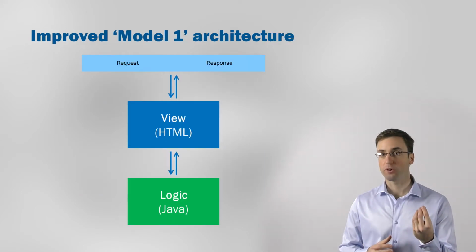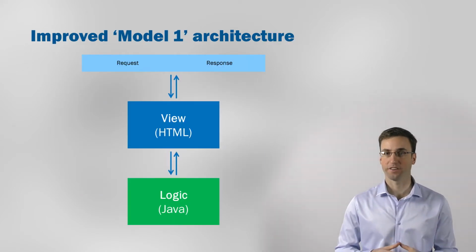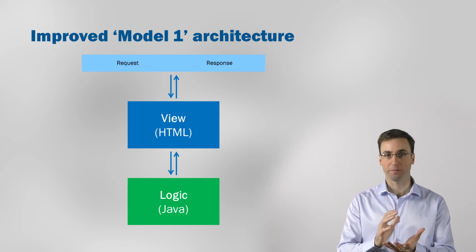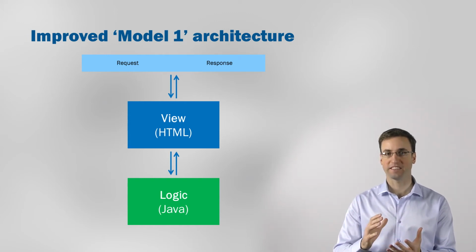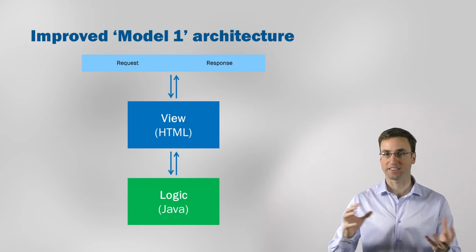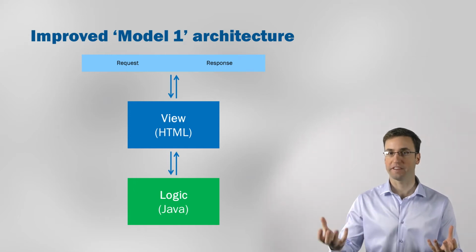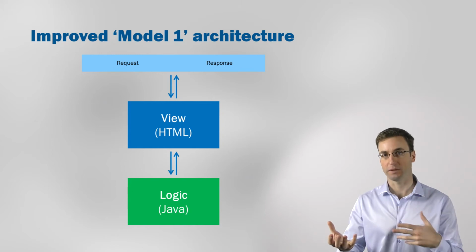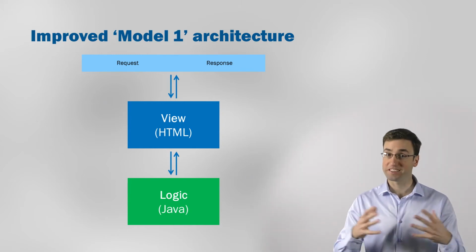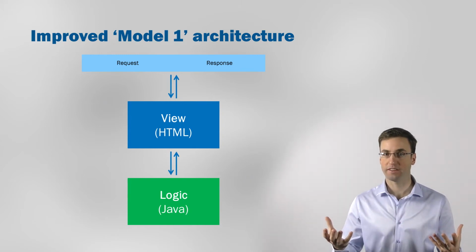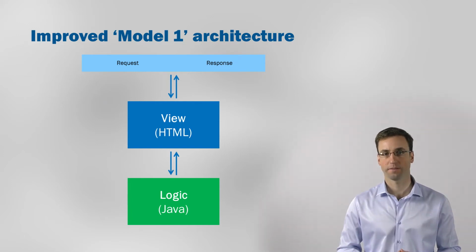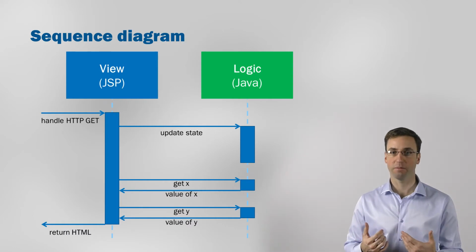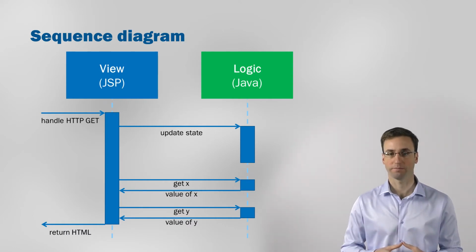However, this basic Model 1 architecture can be refined. The JSP page can be kept on top as the boss, but rather than mixing the HTML and Java, we can separate the two. We can move the Java into a class of its own, and then call that class from the HTML. This improves the separation between HTML and Java, and this is still called the Model 1 architecture, but it's slightly improved. So here's a sequence diagram that shows the Model 1 scenario.